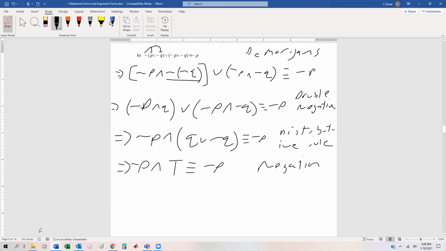So we're going to say that not P is equal to not P, and that's our identity. Right? And we verified it this time. So remember in the previous example, it didn't work. In this example, it does.